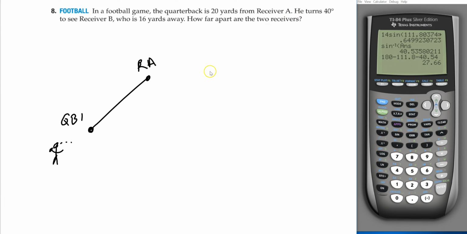He turns 40 degrees to see receiver B. So like, they're not saying he physically turns. It's like moves his head 40 degrees probably. And there's receiver B. Probably should just put B and A. He's 16 yards away. This guy's 20 yards away. How far apart are the two receivers? So we want to find this. Like, we're working for sports science, and we're trying to figure out this thing here.